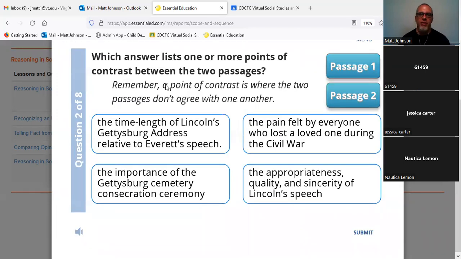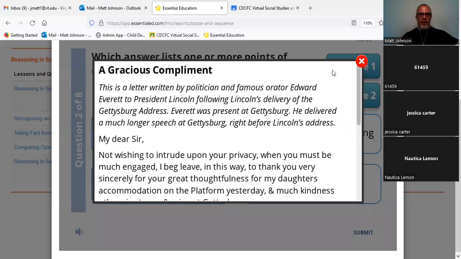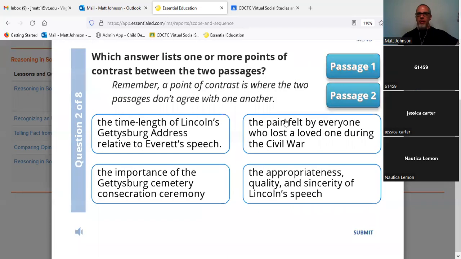So a point of contrast, right? How do these things differ? The appropriateness, the quality and sincerity of Lincoln's speech. Our first passage by Edward Everett is praising Lincoln. He definitely sees that the address was appropriate, of high quality, and sincere. And in the second passage we have absolutely the exact opposite. They basically like nothing about it.